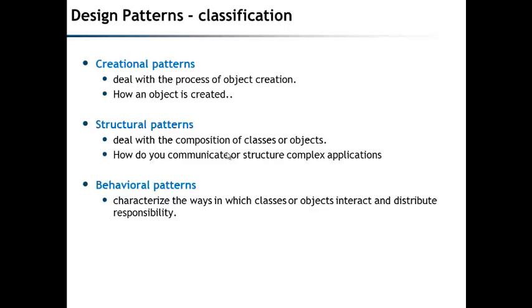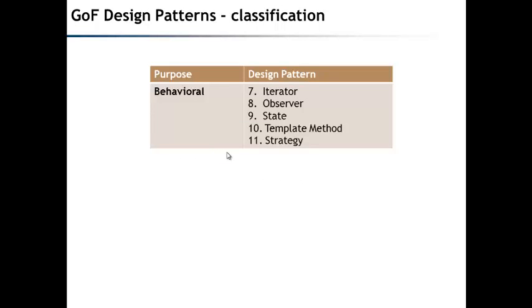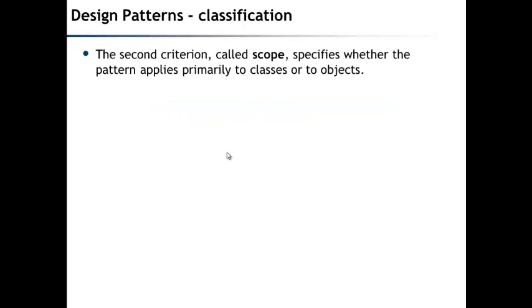If I'm facing a problem when I'm instantiating my class and I need loose coupling, I would use a creational pattern. If I'm talking about reusing existing class objects to create something different, I would use a structural pattern. And if I talk about communication or collaboration that is happening across various class objects, I would be using a behavioral pattern. So under creational, some of the design patterns that we have are listed here: abstract factory, factory method, singleton. As part of structural, we've got adapter, bridge, and facade, and then behavioral patterns like iterator, observer, state, etc.